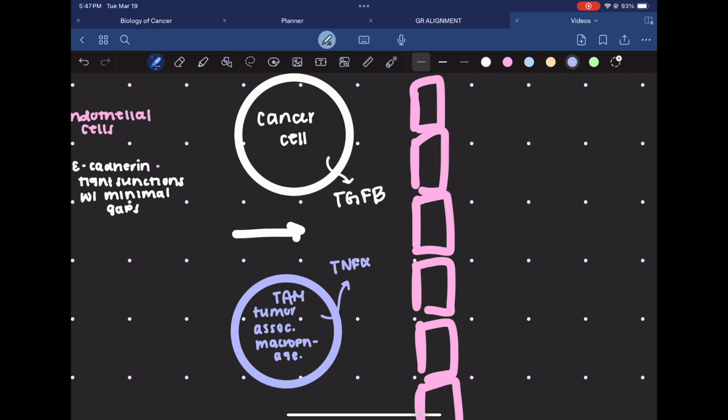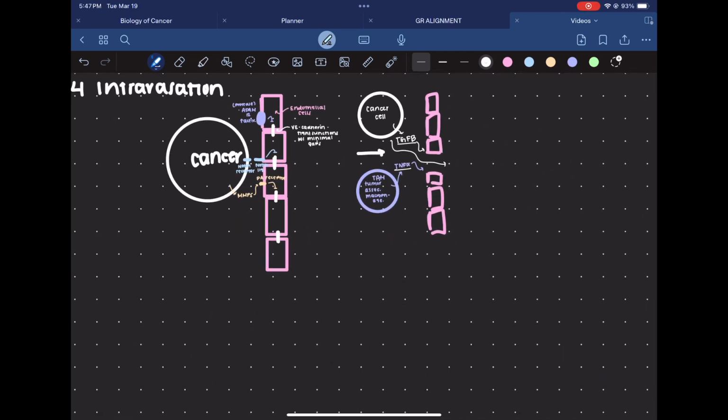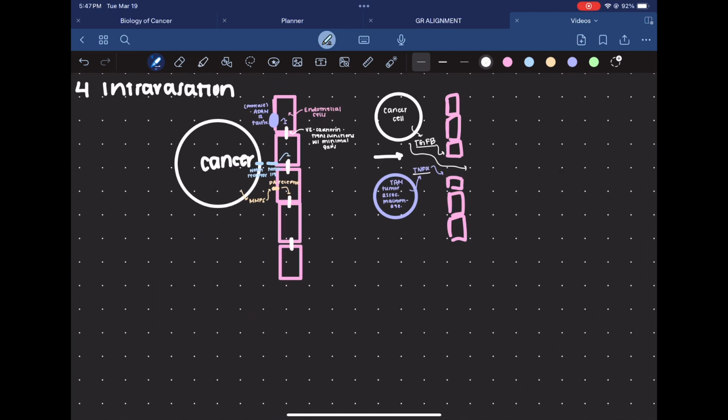And these are both going to bind to receptors on the cell surface of the endothelial cell, and they're going to promote cell retraction. So once they bind, these cells, if I just kind of makeshift what this would look like, are going to retract, and our cancer cell is able to move through into the bloodstream. So the release of these two factors is what allows for that to happen. So that's our process of intravasation.